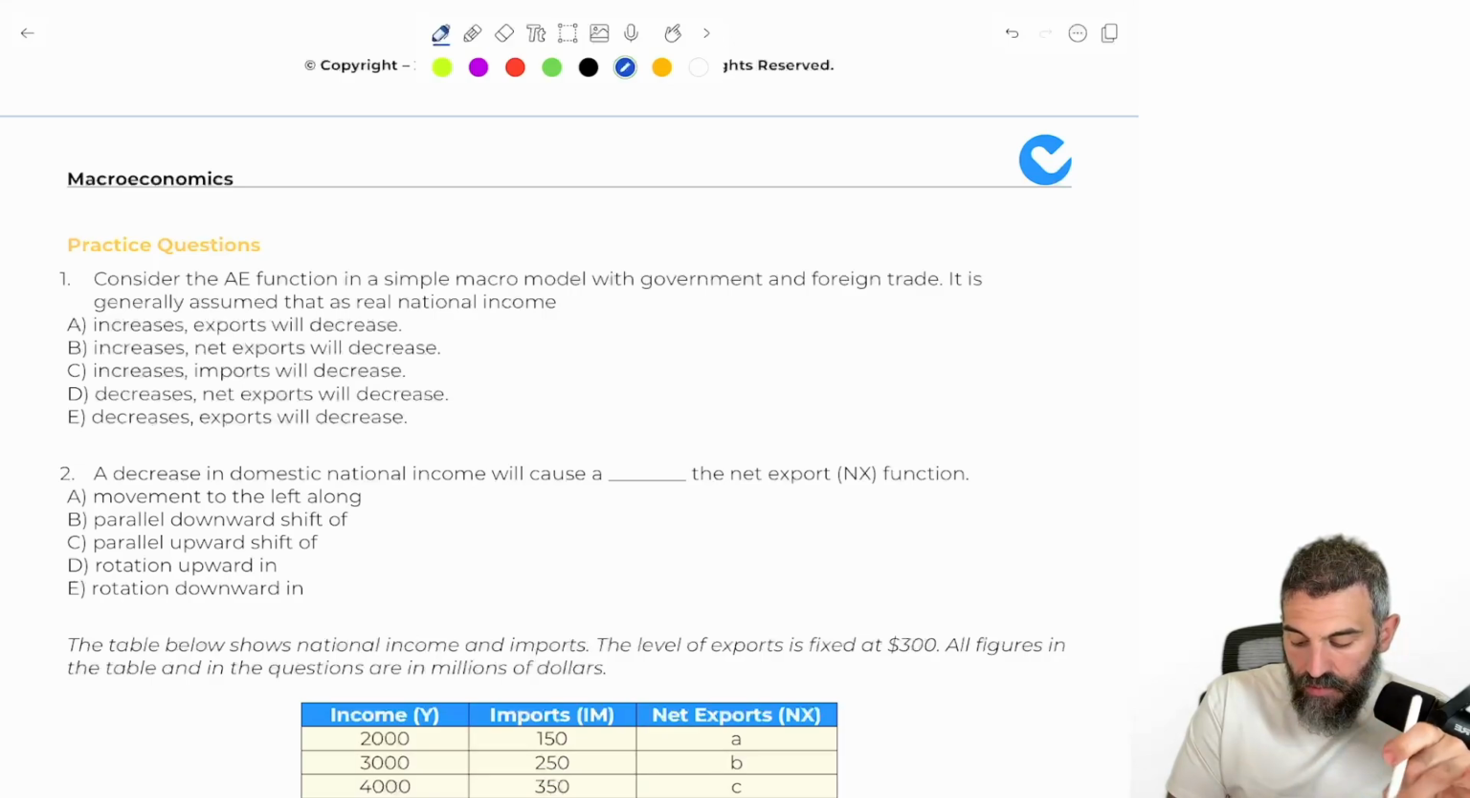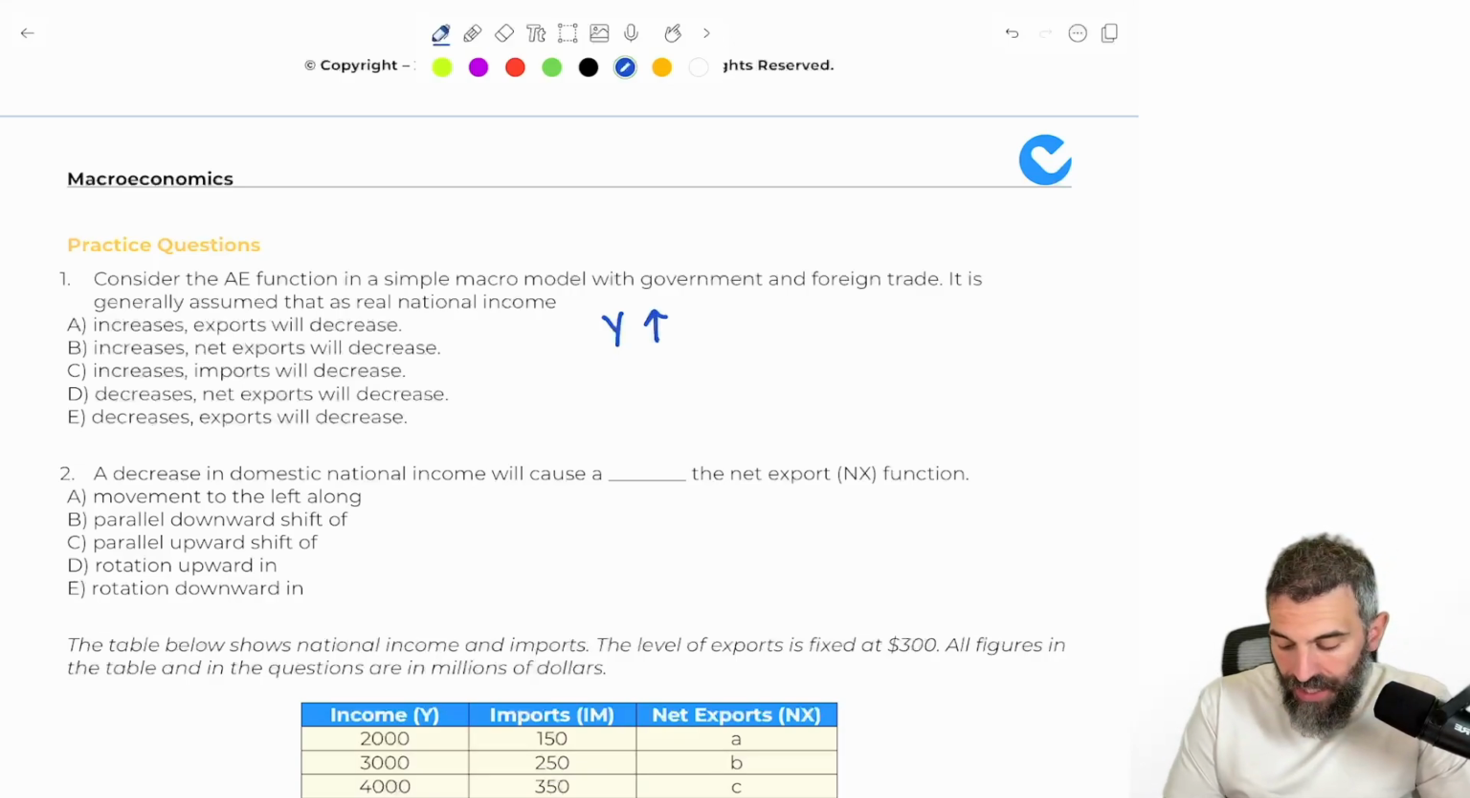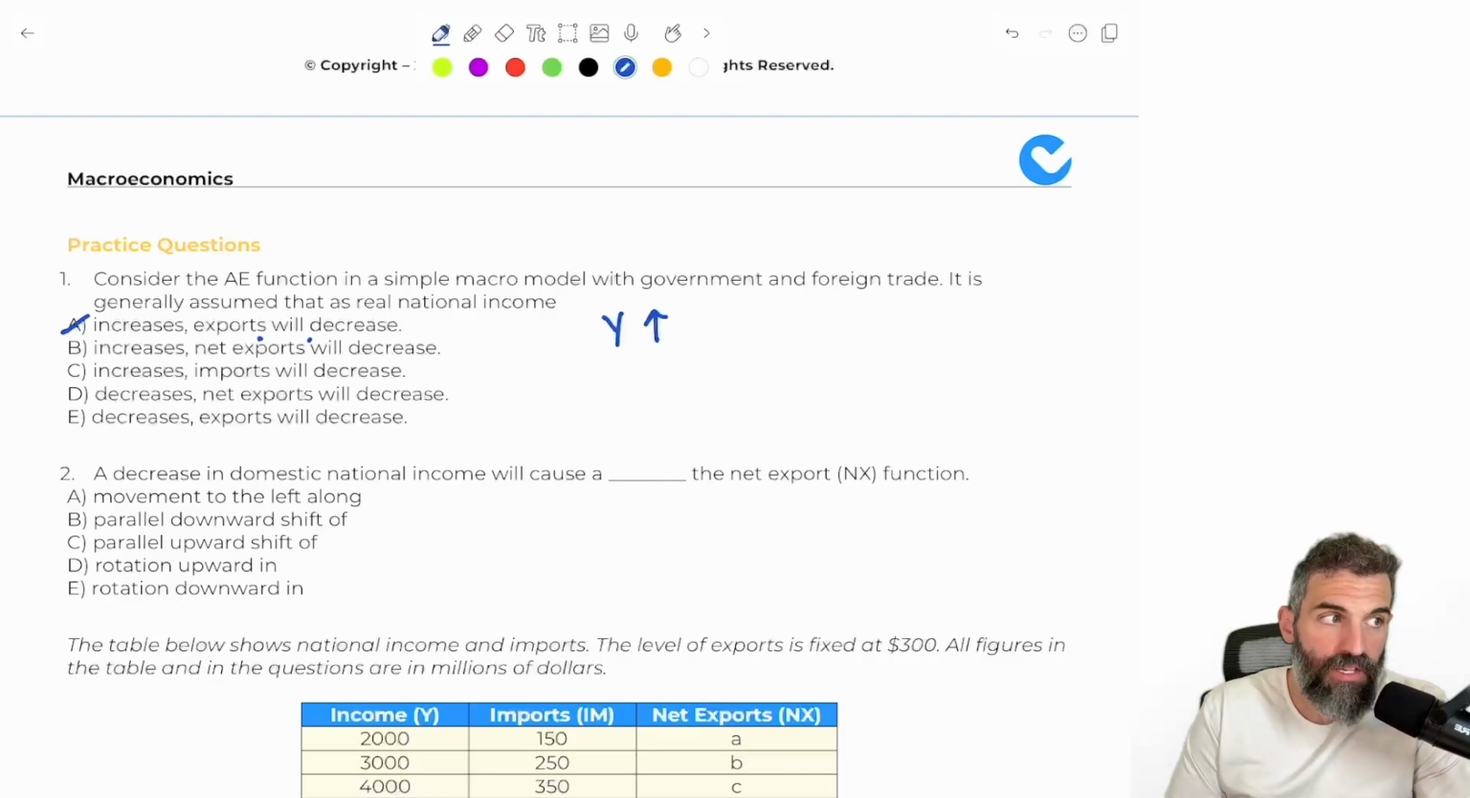Consider the aggregate expenditure function in a simple macro model with government and foreign trade. It is generally assumed that if real national income rises, will exports decrease? No, because exports are autonomous. They are not a function of your income. They will actually not change. If your real national income increases or decreases, your exports don't change.